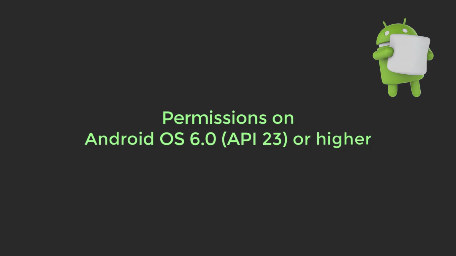So let's talk about permissions on Android version 6.0. If the device is running 6.0 or API level 23 or higher, the user isn't notified of any application permissions at install time. When your application requests permissions, the user sees a system dialog telling the user which permission group your application is trying to access, and that dialog includes a deny and allow button.